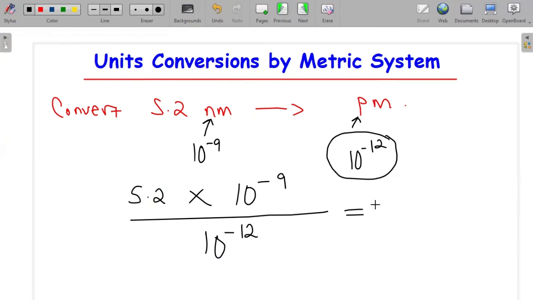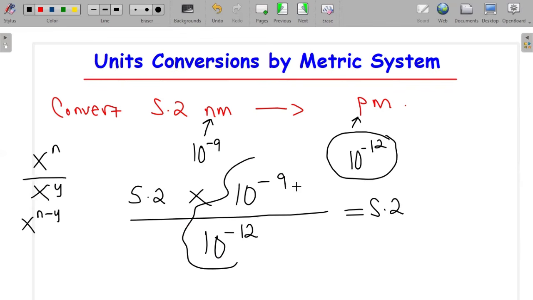So this here is the same as 5.2. And you remember when you are dividing bases that are the same and they have different powers, what do we do? In grade 12, we said, if for example, I have x to the power n and I have x to the power y, and I'm dividing these and they have the same bases, I combine them as x to the power n minus y. That's what we did in grade 12.